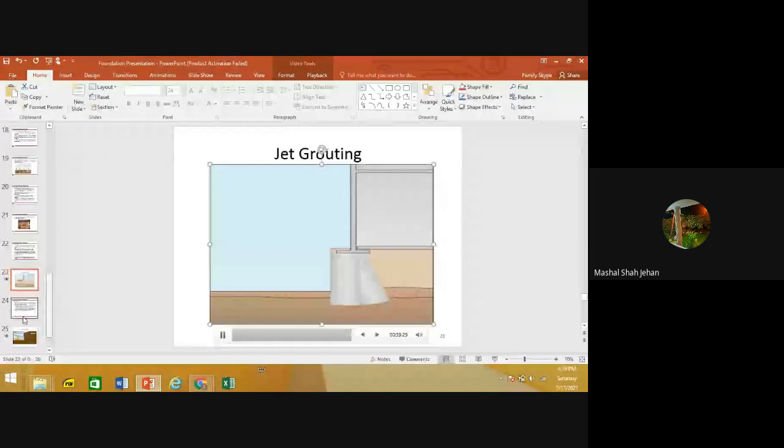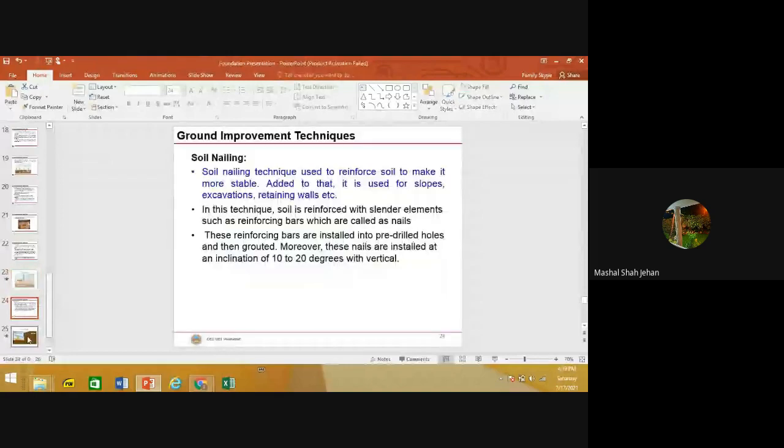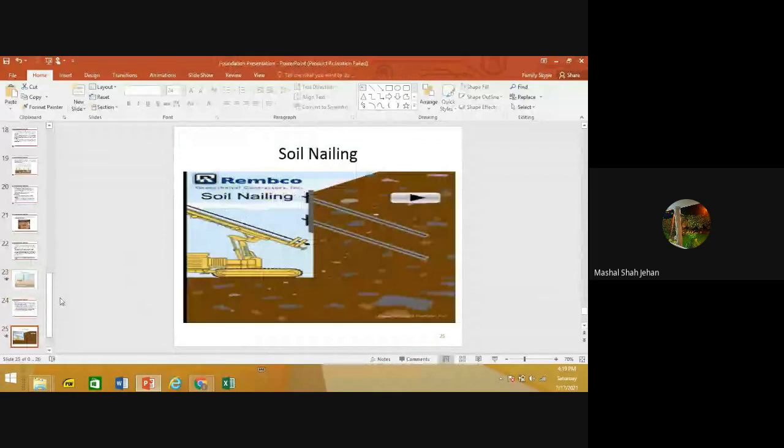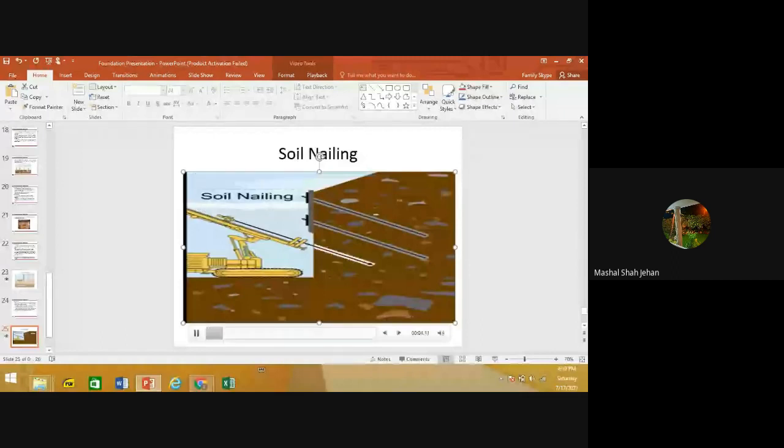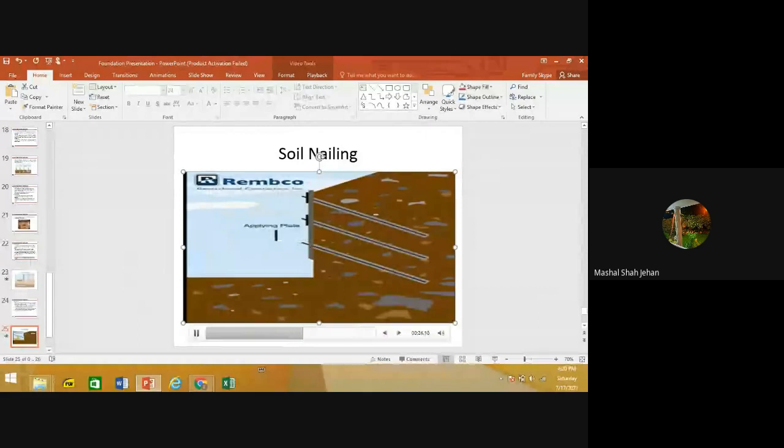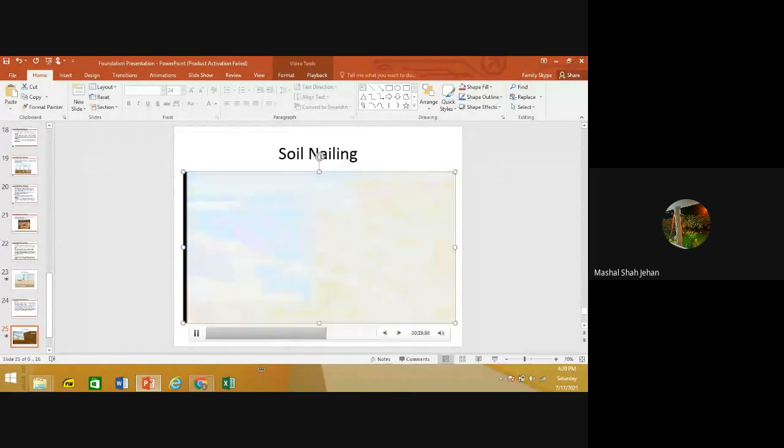And next is soil nailing. I'll be explaining this technique with this visual. Soil nailing is a technique used to reinforce the soil to make it more stable. Apart from that, it is used for slope excavation, retaining walls, etc. In this method, as can be seen in the visual, soil is reinforced with slender elements such as reinforcing bars, which are called nails. These reinforcing bars are installed into pre-drilled holes and then grouted. It can be seen in the visual that they are installed at 10 to 20 degrees with the vertical.